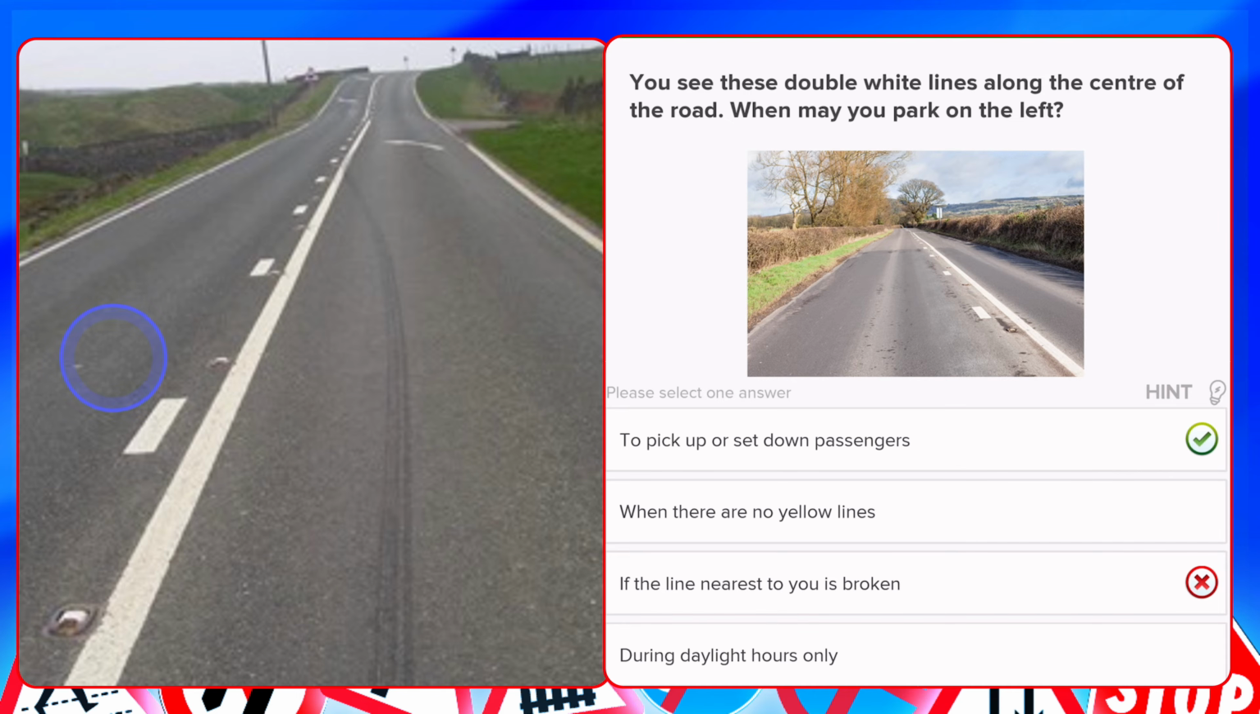The common wrong answer is if the line nearest to you is broken, you stay in the obvious. The lines are broken, you stay in the obvious there. It's when you can set down your passengers, either drop them off, pick them up, move on.